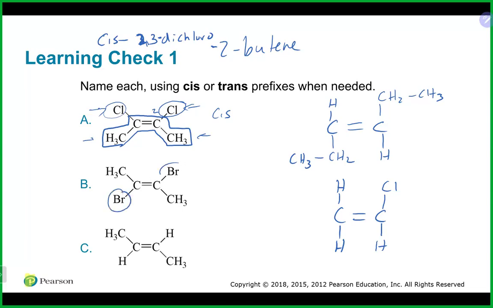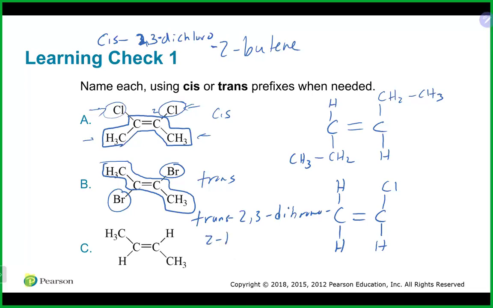B is a trans, opposite sides. You could also look at the carbon if you like as well, the CH3s. Again, here, we also have two different groups on each side. So once again, the longest carbon chain here is also 1, 2, 3, and 4. So again, we have a 2-butene, and this will end up as trans-2,3-dibromo-2-butene. Any questions on that one there?